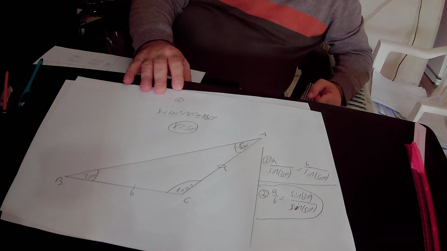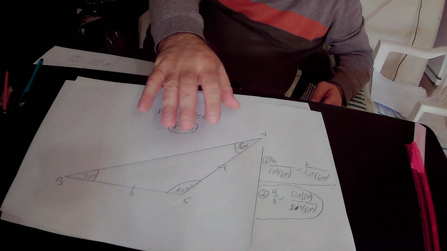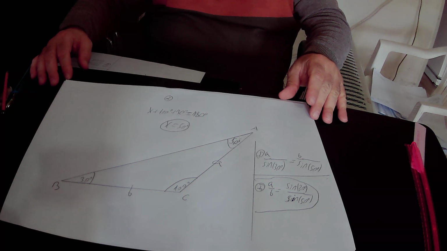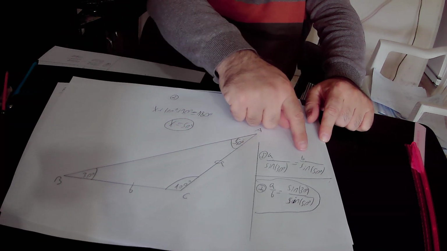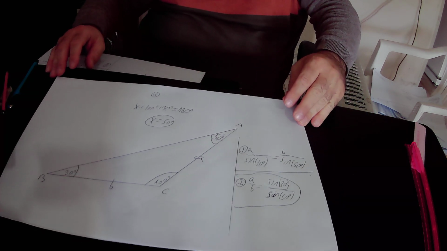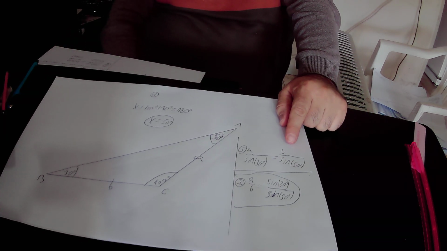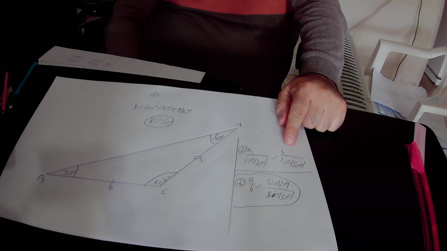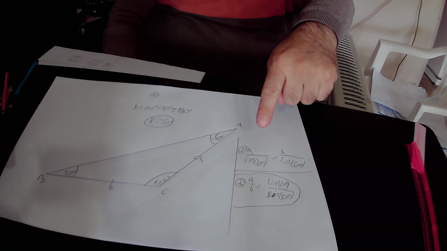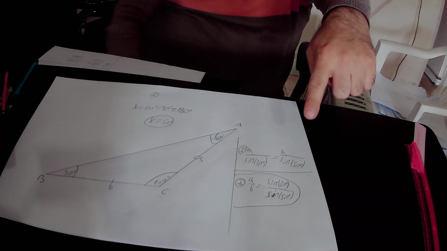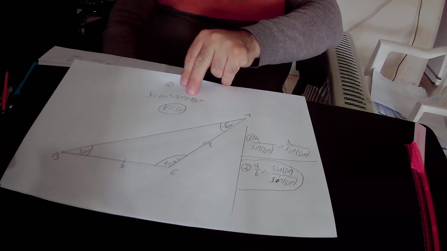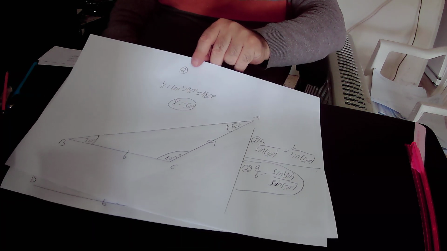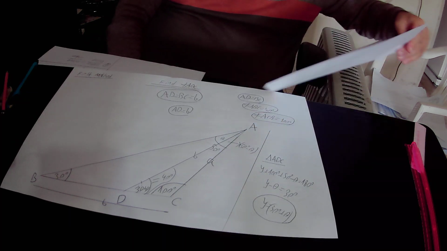Okay, then we implemented the law of sines in this triangle ABC. According to the law of sines, A over sine 30 degrees equals B over sine 50 degrees. Here we divided equation number 1 by B, and then multiplied by sine 30 degrees. And we found that A over B, according to equation number 1, equals sine 30 degrees over sine 50 degrees. Okay, then we focus on triangle ADC.